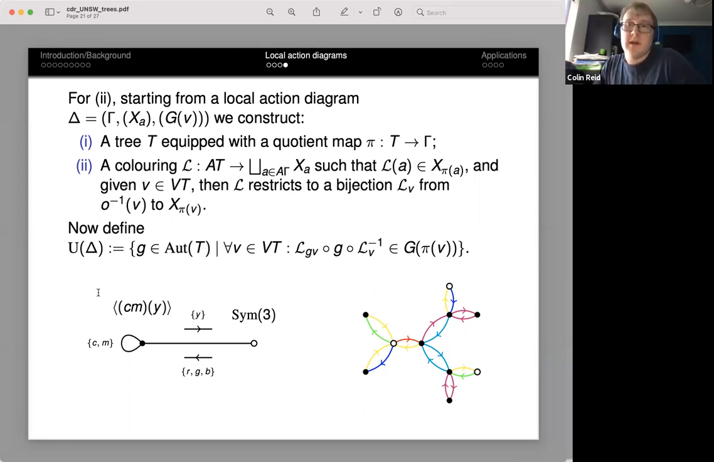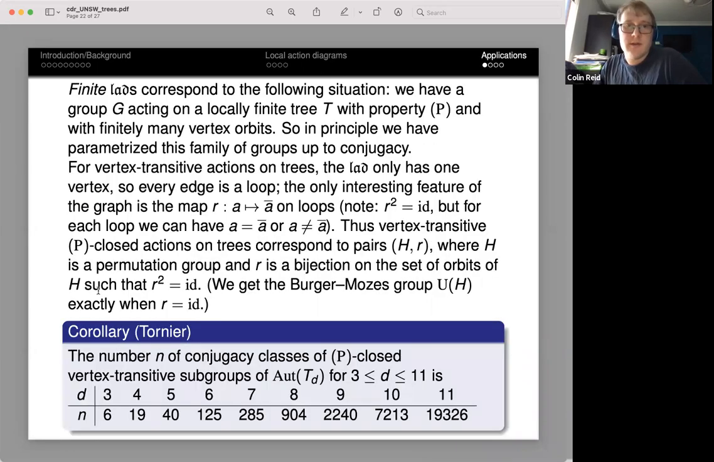Okay, so that's our main construction. So I'll finish with some applications. If you have a finite local action diagram, then that sort of encodes the situation where you have an action on a locally finite tree with property P, and there's finitely many orbits of vertices. So in principle, we've given a parameterization of these groups up to conjugacy.